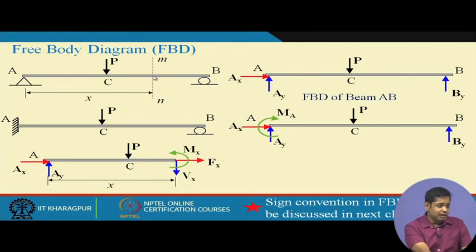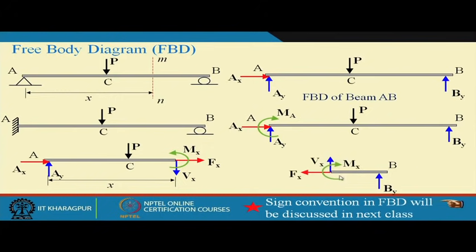Now, if this section is treated the same as fixed support, it means if we cut this member at this section, the internal forces, not the reactions in this case, will be one vertical force, one horizontal force and one moment. So, this is the free body diagram of this part. Similarly, if I take the free body diagram of this part, then again this will be replaced by a vertical force, and this is represented by two forces and one moment.